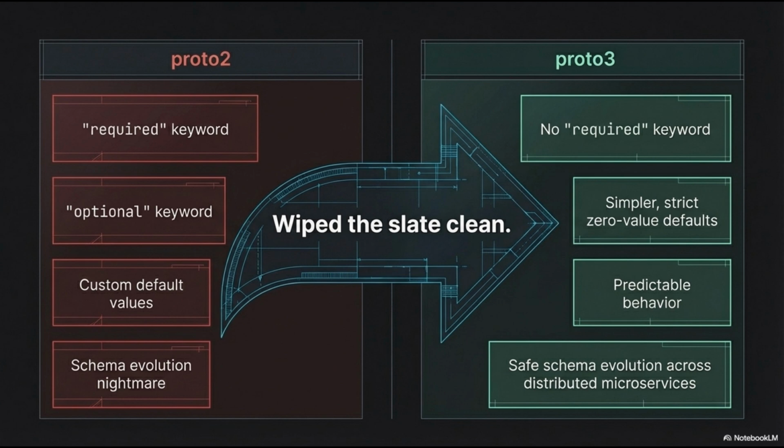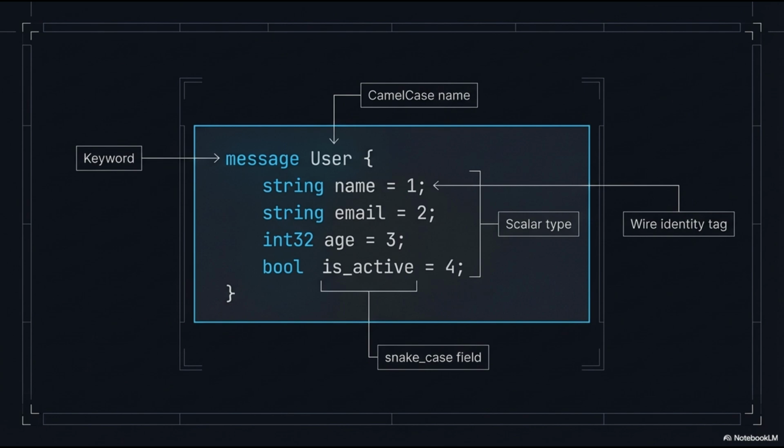Exactly. Okay, so the ground rules are set. The compiler knows we're in the modern era. How do we actually model the data? Well, this brings us to the core building block of the file, which is the message. Right. And to map this to your current workflow, you should think of a message directly as a Java class or like a Python data class. That's spot on.